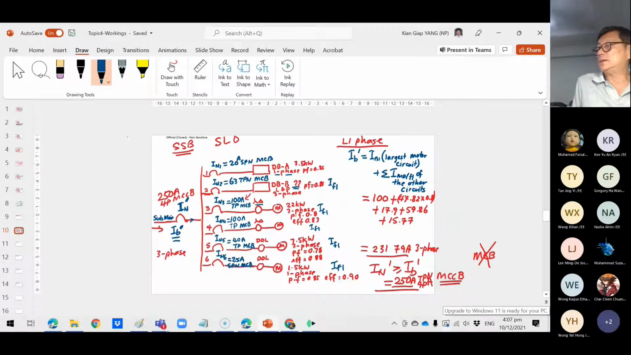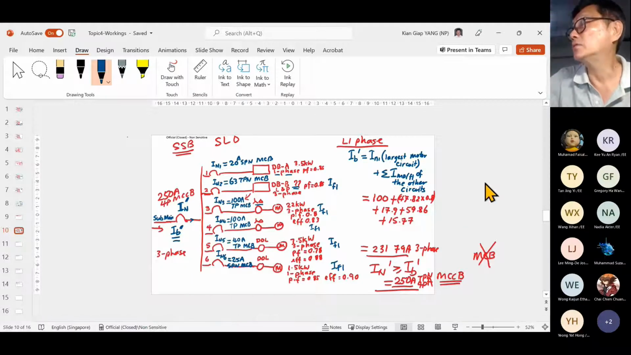So no matter what number we get, just choose the next highest, right? You have to choose the next highest, cannot choose the next lowest. Okay, this is very important. Cannot choose the wrong one.